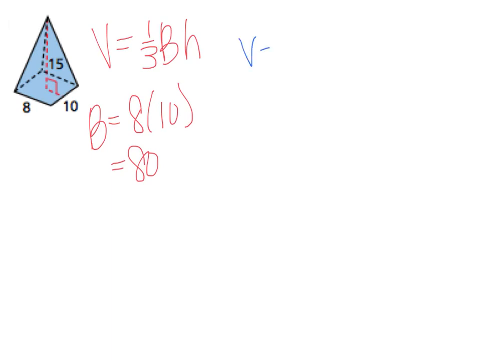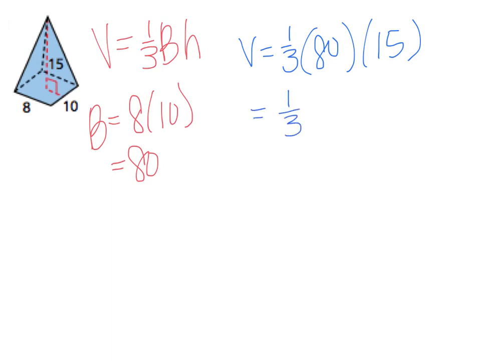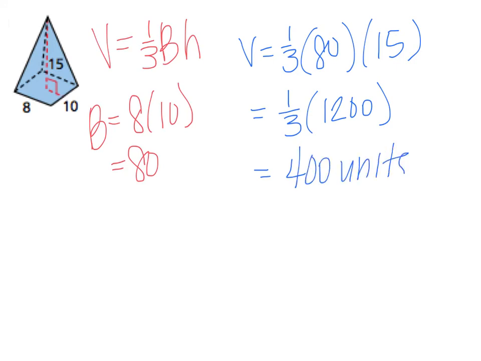You should have done 1/3. We just figured out the base of 80, and our height is 15. See if you can solve this on your own and compare your final answer to mine. You should have said 1/3 times 1200. This is, remember, 1200 divided by 3 as well, which gives you 400, and then you need to include units cubed. At this point, you can now fill out your exit slip.